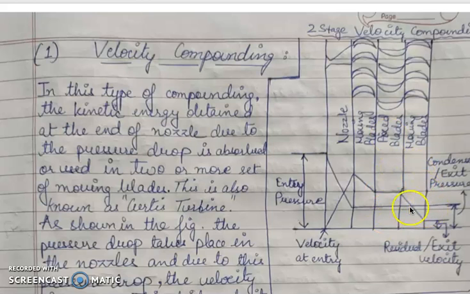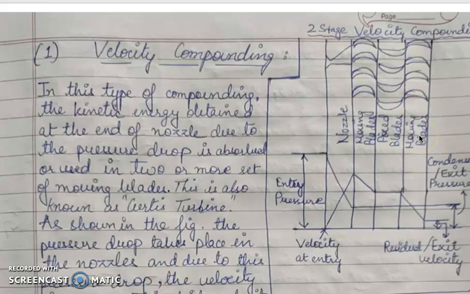So this is velocity compounding. As the velocity was high at the end of the nozzle, some of the velocity was used in one set of moving blades, then fixed blades were used for change of direction, then again the second set of moving blades is used for the further use of the velocity. The velocity with which the steam comes out will be the residual or exit velocity, and the pressure with which the steam is coming at the exit will be the condenser or exit pressure. So this is a two-stage velocity compounded turbine.